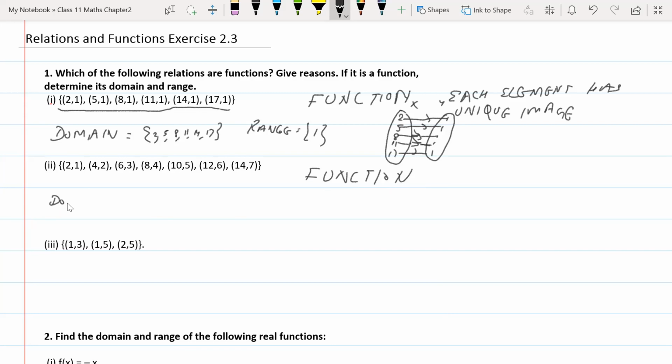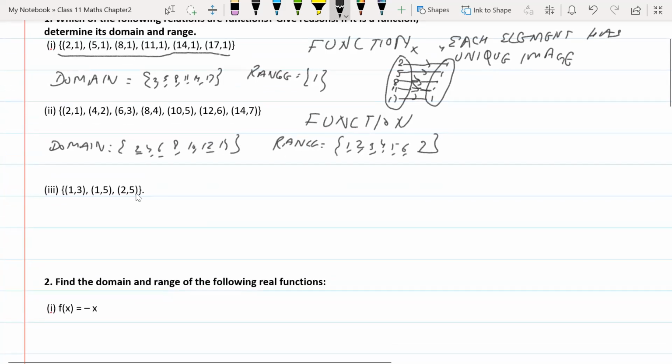And the domain of this is 2, 4, 6, 8, 10, 12, 14. And the range is 1, 2, 3, 4, 5, 6, 7. This is the range. Now the third relation: (1, 3), (1, 5), (2, 4).